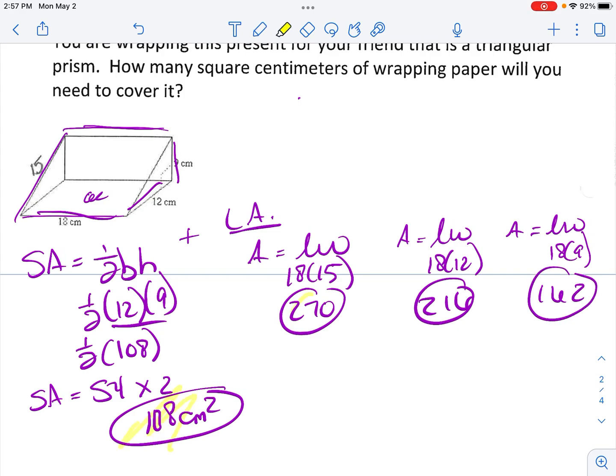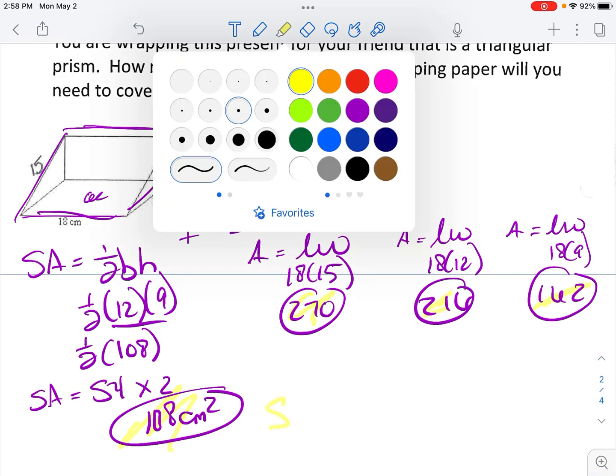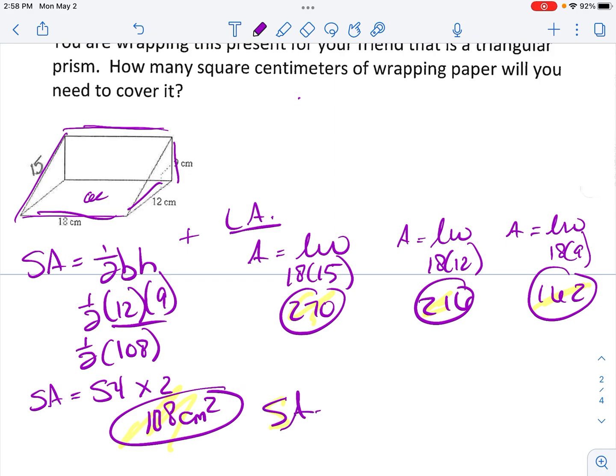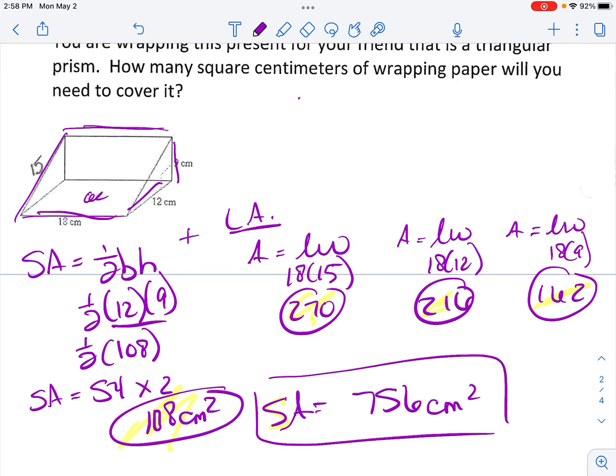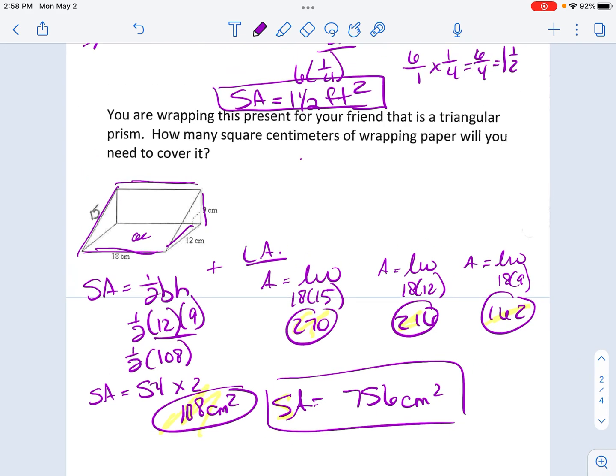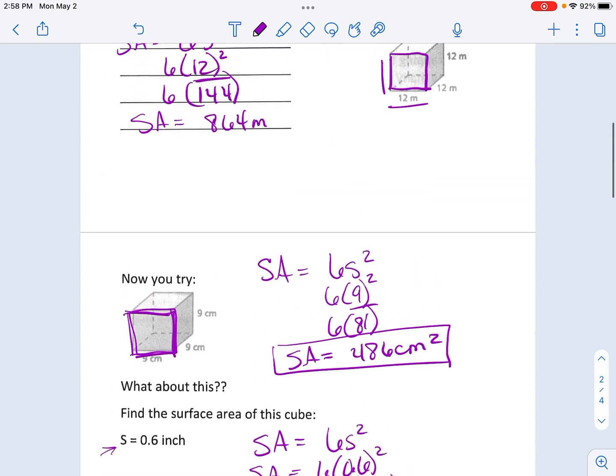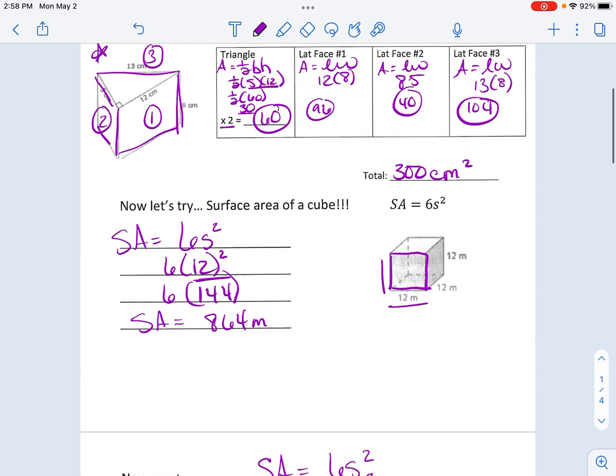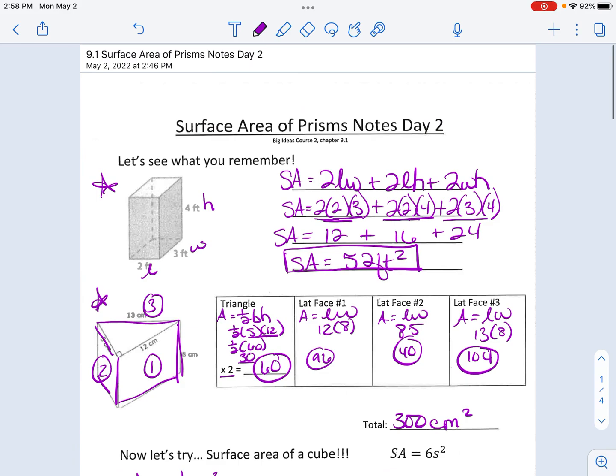So I'm going to add all those together to get a total surface area. 108, 270, 216, 162. That's a surface area of 756 square centimeters. Okay? And those are surface area of triangular prisms, rectangular prisms, and cubes.